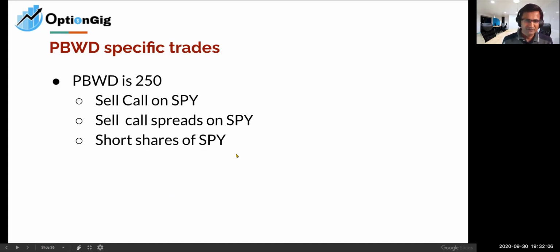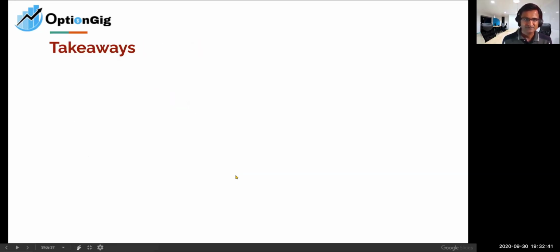Pick up whatever vehicle you want to pick. But these are some of the trades which I do specifically to reduce my overall portfolio deltas. Or you could buy a put. Buying a put gives you negative delta. Now, I'm not saying which one is the right thing to do. But all these trades will give you negative deltas, which I want. My portfolio here is higher than what I want it to be. The PBWD is higher. Okay.